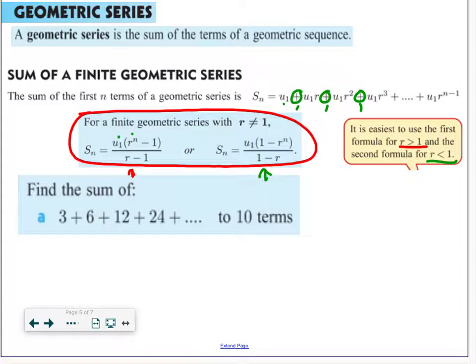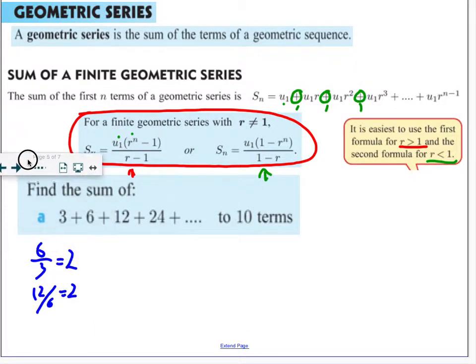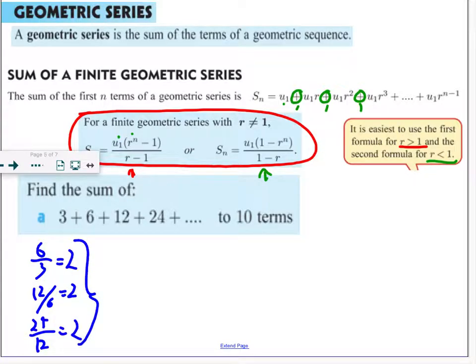Okay, so find the sum of this. Well, first I need to find my common ratio. If I do 6 divided by 3, that's 2. I can do 12 divided by 6, and that's 2. And I can do 24 divided by 12 and show that that's 2. Because those are all 2, I know it's a geometric series, and my r is equal to 2. I already know my first term, that's u1.